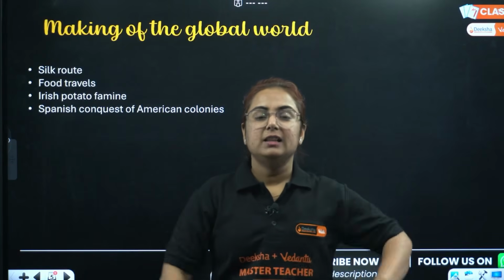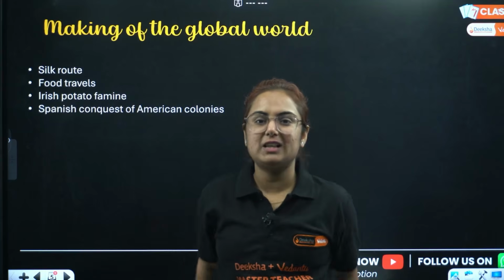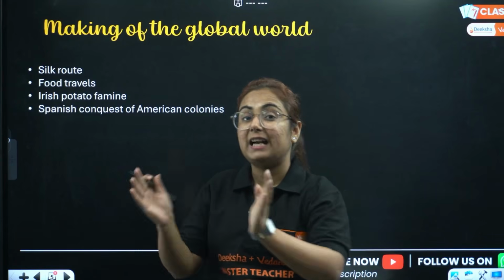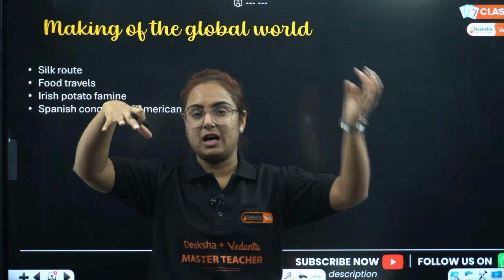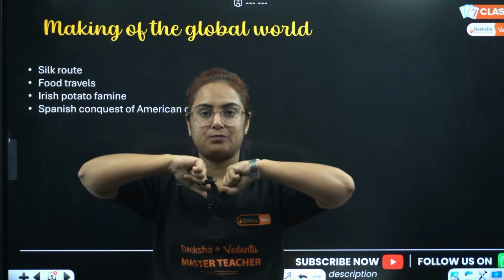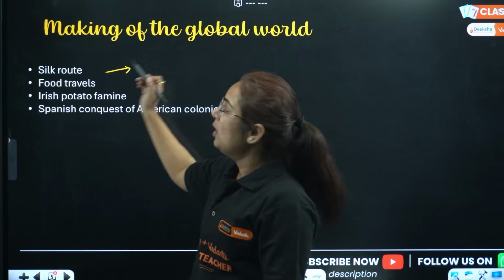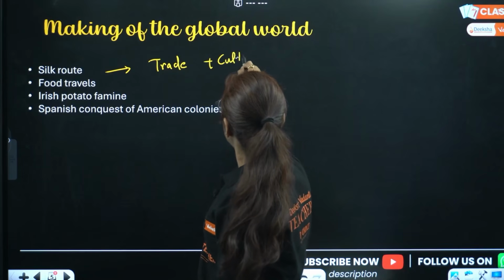Yes. The third chapter is very easy, Making of the Global World, the shortest chapter of the time, that is the Silk Route, a vibrant pre-modern route that connects China to Europe via Asia as well as north of Africa. Many things traveled with this Silk Route. First, trade was done. Along with that, there was culture which was shared.